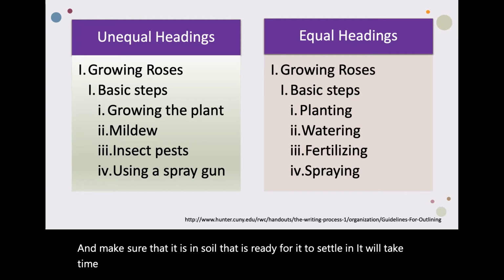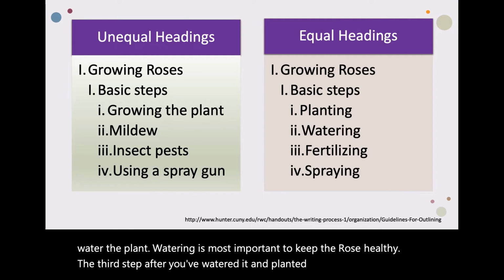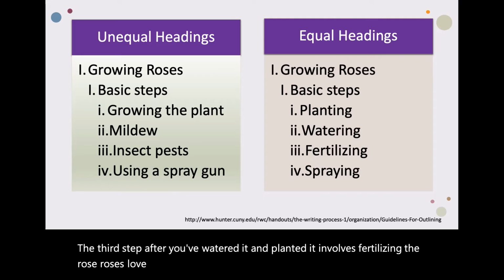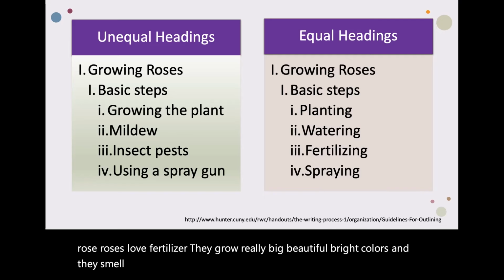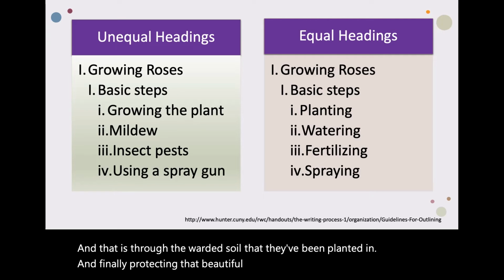The second step, after the rose is planted, is ensuring that you water the plant. Watering is most important to keep the rose healthy. The third step, after you've watered it and planted it, involves fertilizing the rose. Roses love fertilizer. They grow really big, beautiful, bright colors, and they smell really good as they filter the fertilizer. And that is through the watered soil that they've been planted in. And finally, protecting that beautiful rose after it blossoms involves spraying.